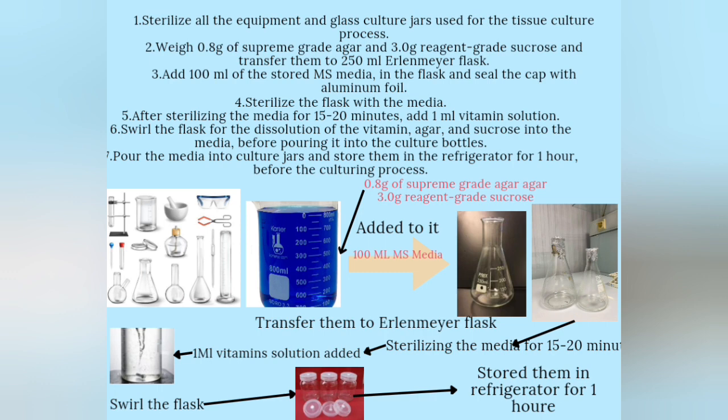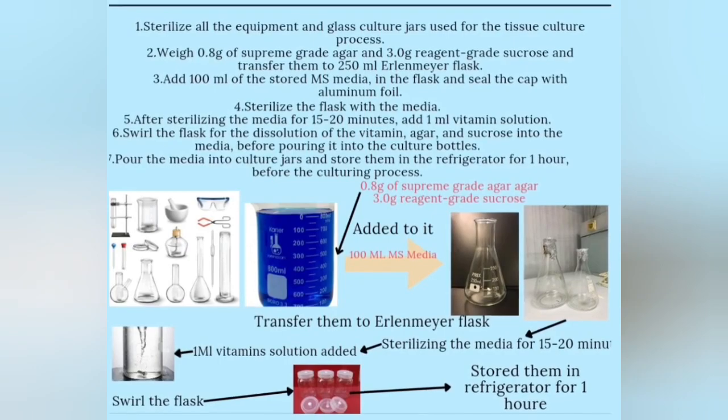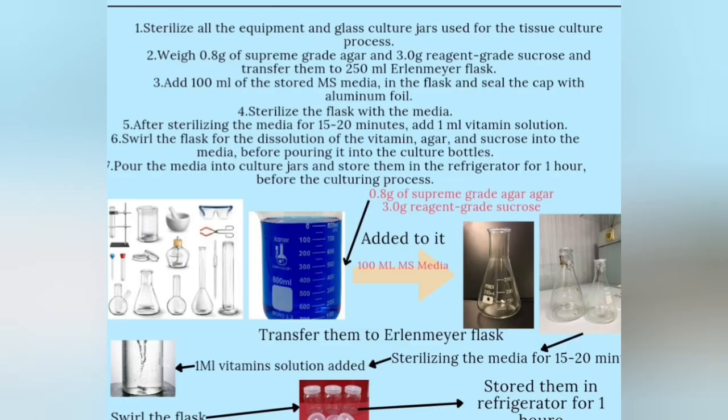5. After sterilizing the media for 15 to 20 minutes, add 1 ml vitamin solution. 6. Swirl the flask for the dissolution of the vitamin, agar, and sucrose into the media, before pouring it into the culture bottles. 7. Pour the media into culture jars and store them in the refrigerator for 1 hour, before the culturing process.